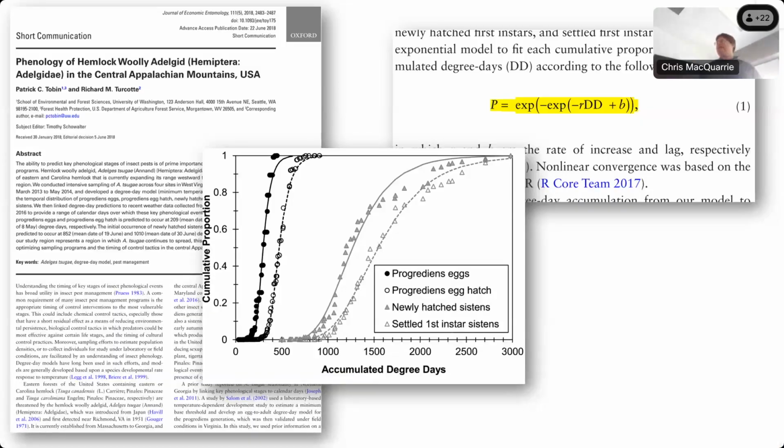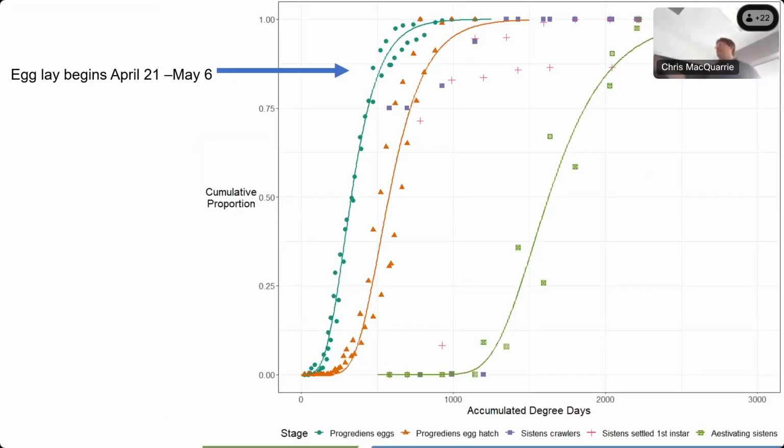And what we were trying to do then is basically fit this model from Patrick Tobin and Richard Turcott, which is basically just an exponential growth model, just trying to figure out at what time of year, in terms of degree days, these different critical stages are appearing on the landscape. And we need this if we want to do even real basic stuff like apply insecticides or apply biological control agents, or just know what the population is doing now so we can time our own sampling and things like trapping and whatnot.